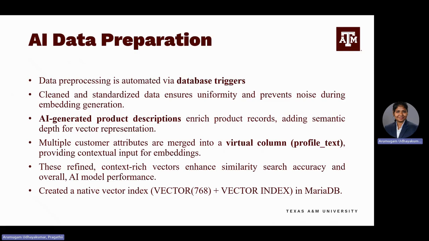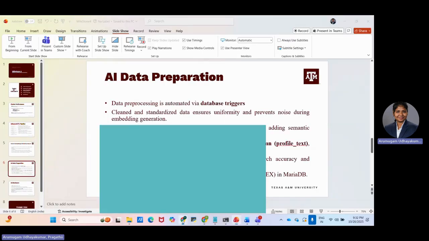And also in the customers table, I have implemented a new column which will merge the existing columns in order to describe the customer, and I'm storing it in a virtual column. And then I'm sending this into the vector database, which I'll show in detail in the forthcoming slides. And altogether, this refined data will help me get a content-rich vector, which will enhance my similarity search. And I've also created a vector index, which will help optimize fast retrieval for all my similarity searches. And I will dive deeper into this.